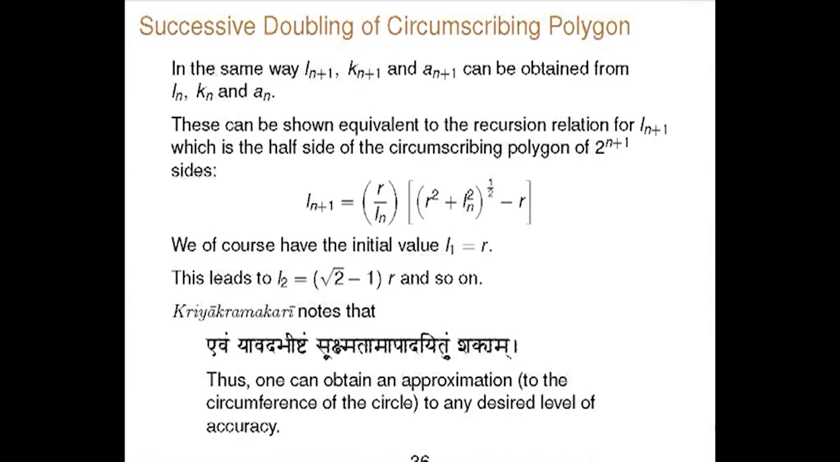So you keep on using this relation, you will obtain half the side of circumscribing polygons with larger and larger numbers of sides, and from that you find out the circumference of the polygon, take it as an approximation to the circumference of the circle. And Kriyakramakari says evam yavad abhishtam sukshmatam apadayitum shakyam. You can go on, if you are like Al Kashi, you have patience, you can calculate pi to 16 decimal places, there is really no problem.